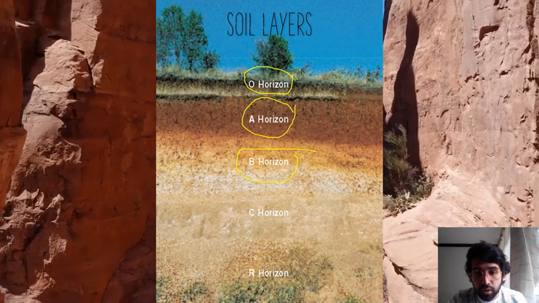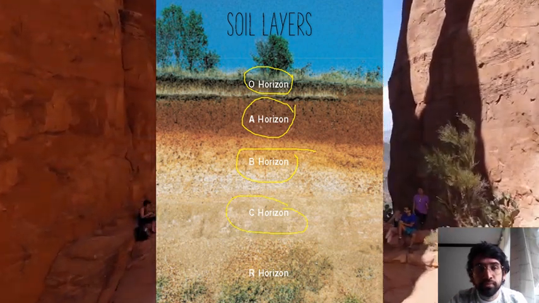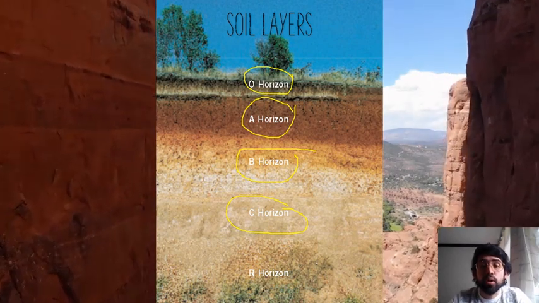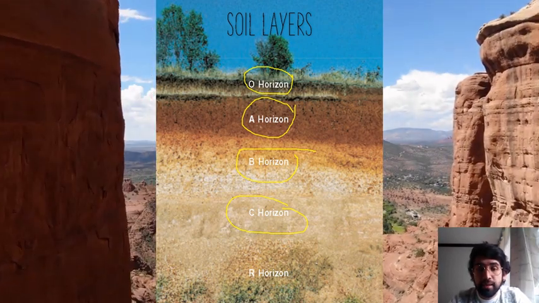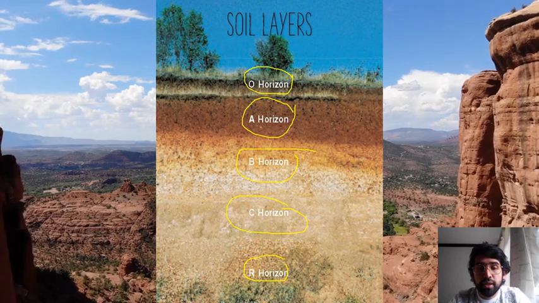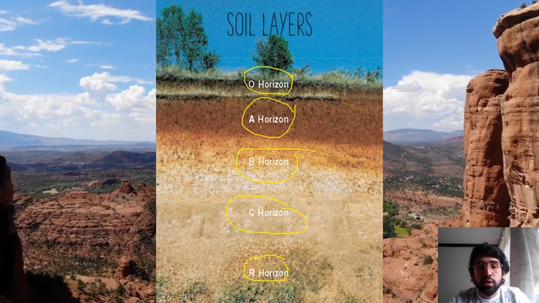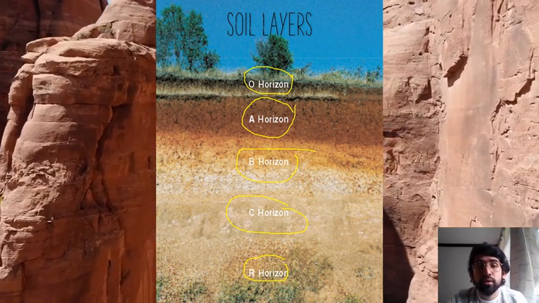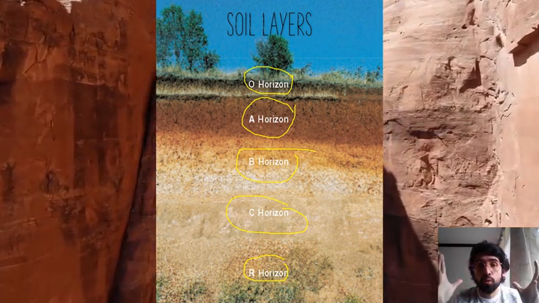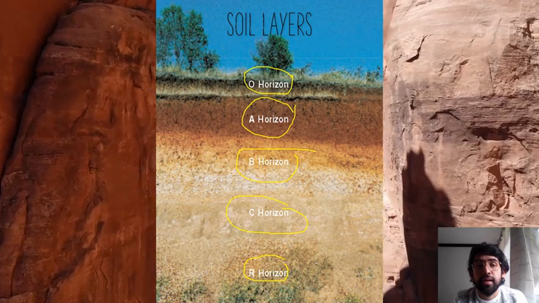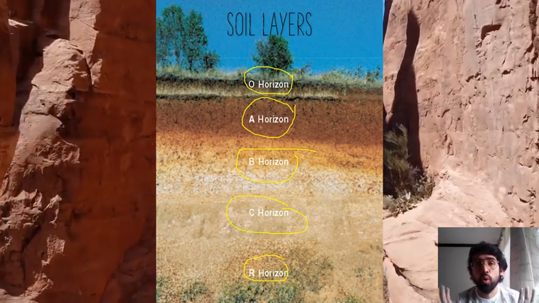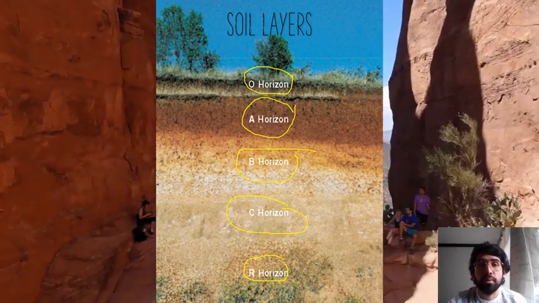Then moving on, we got the C horizon, which is made of rock fragments and eroded rocks. And last but not least, we got the R horizon, which is the lowest layer of the soil, and it also consists of whole rocks, and it is the base of the other layers and is holding the other layers on top of it.